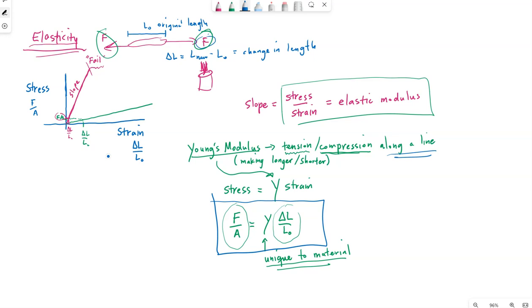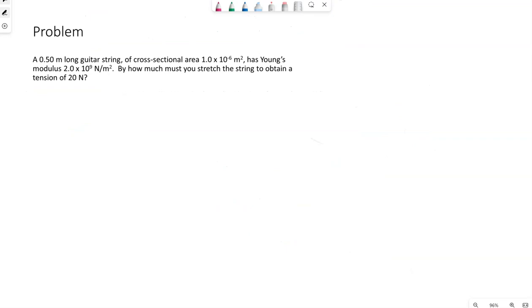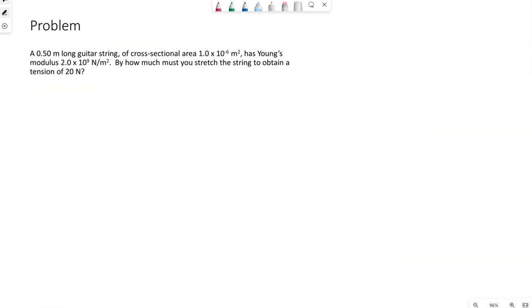Well, I'll do the example now. Let me go find it. Okay, so here is a problem. We have a 0.5 meter long guitar string. It has a cross-sectional area of 1 × 10⁻⁶ meters squared. It has a Young's modulus of 2 × 10⁹ newtons per meter squared. By how much must you stretch the string to obtain a tension of 20 newtons?